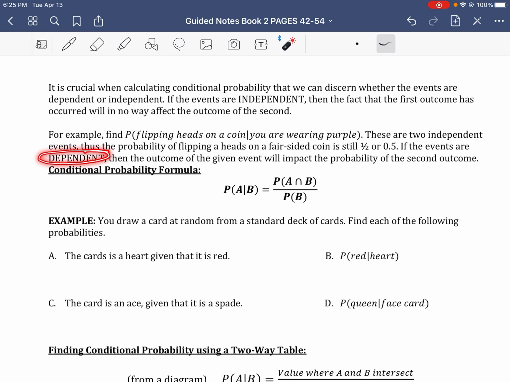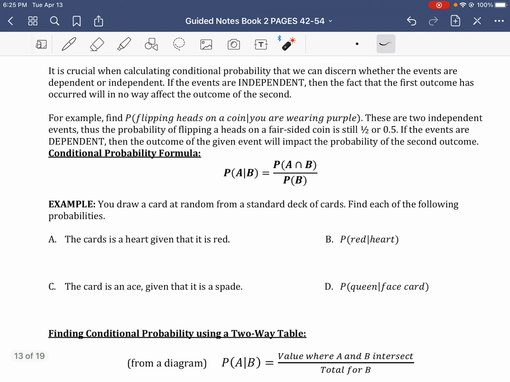If they're dependent, then the outcome of the first will affect the other, just like we talked about with that deck of cards. The formula for conditional probability, when you see that word given, and again, maybe let's label that down here, this means given. And again, you're finding the probability of A, and then B has already occurred.